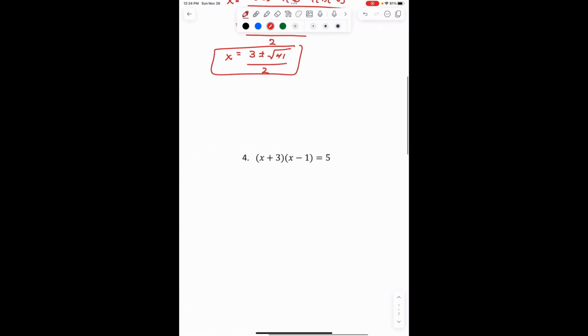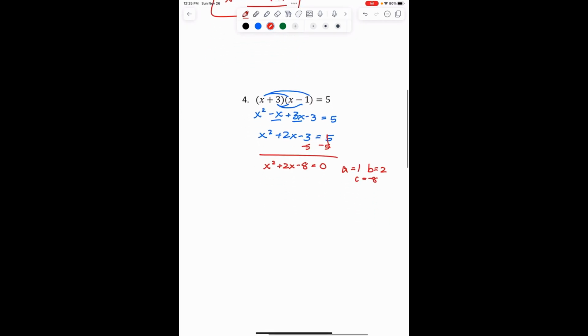And then for number 4, a little bit of work to do here. We've got to actually multiply this out first. So remember, we've got to distribute the x to everything. And then distribute the 3 to everything. Okay, so if we combine these like terms, that'd be plus 2x minus 3 equals 5. Okay, now we've got to make one side 0. Plus 2x minus 8 equals 0. Okay, so now a is 1, b is 2, c is negative 8.